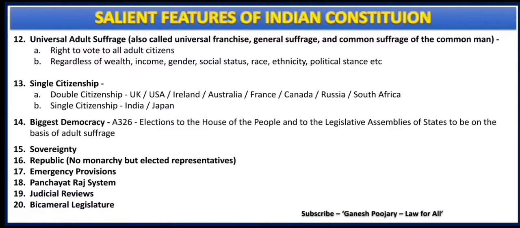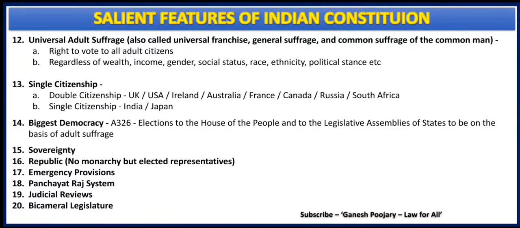That is the 12th feature. That is, we have universal adult franchise. That means we elect our leaders through universal adult suffrage. That means any Indian citizen who has attained the age of 18 years has the power to vote, and by voting we select our MPs as well as MLAs. So that is a very important provision.